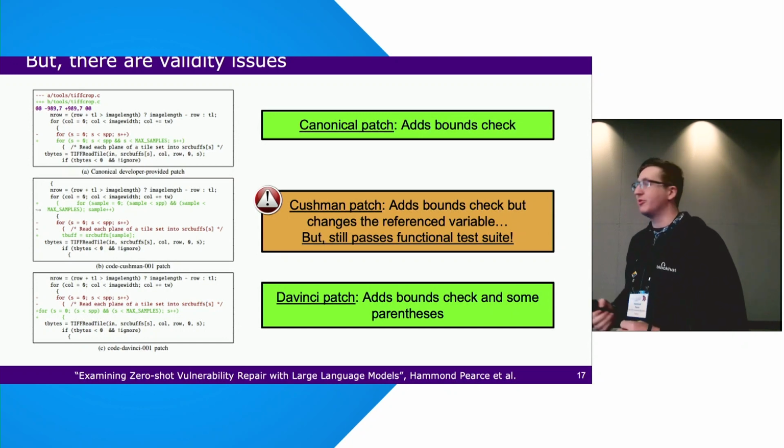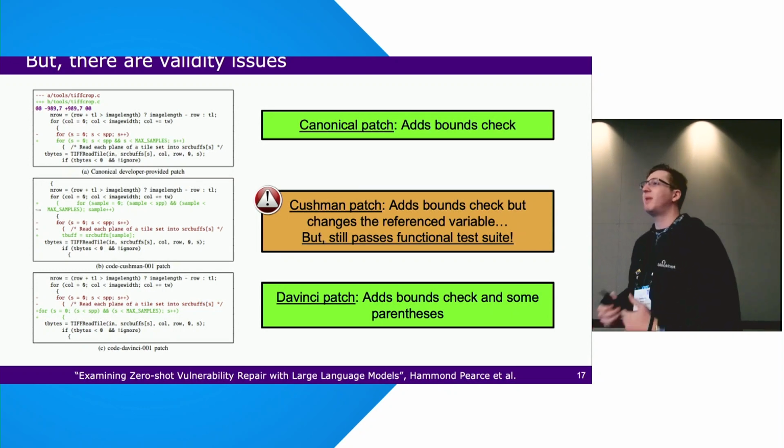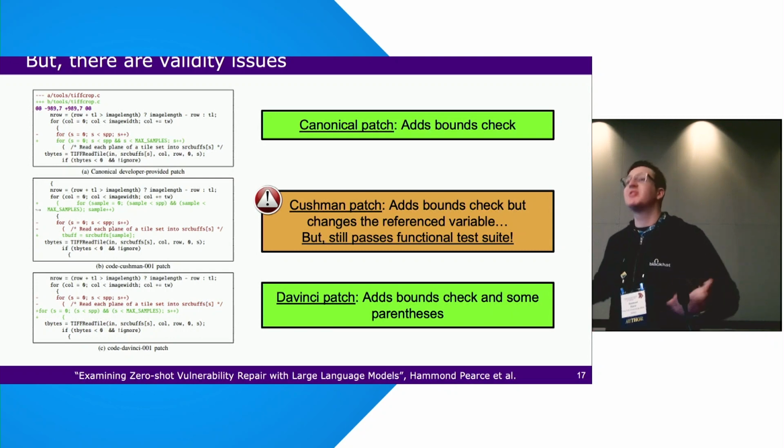So here's an example from Cushman, which was marked correct. It does add a bounds check to this out of bounds error, but it also changes the variable which is accessing the array, totally breaking the program. So why was this marked as a success? Well, as it turns out, libtiff's functional test suite wasn't testing it. So the security tester was saying it was fine, and the functional tester was saying it was fine, but it actually wasn't fine.